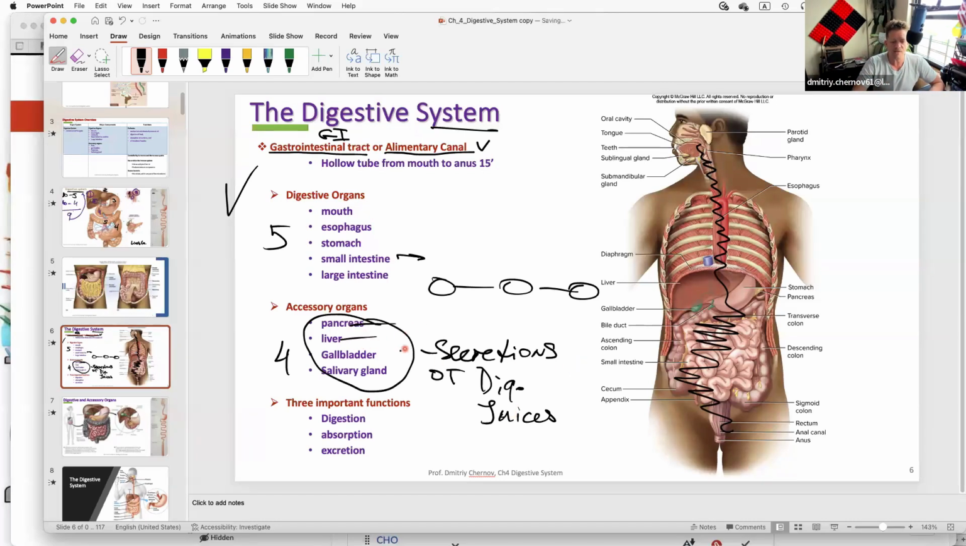So the pancreas, liver, gallbladder, and salivary glands, saliva, are released from glands. Within the organs, we have glands. Glands will release those chemicals, secretions, digestive juices, to help break down these bonds, to separate. So these digestive juices include hormones, include enzymes, and just a combination of different types of chemicals.